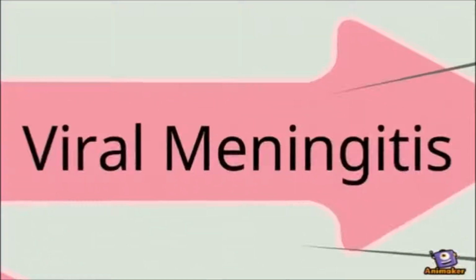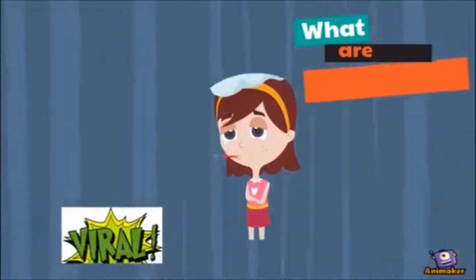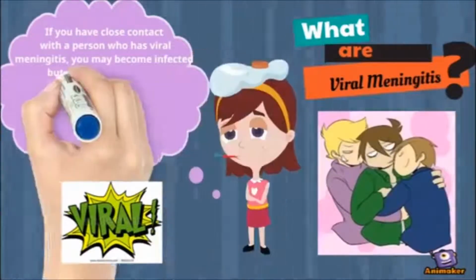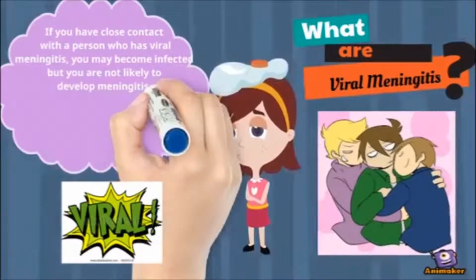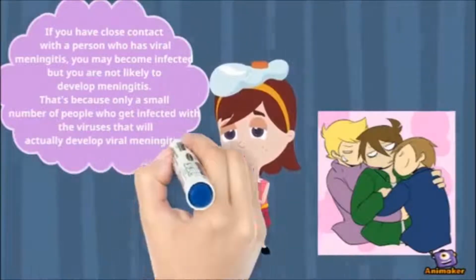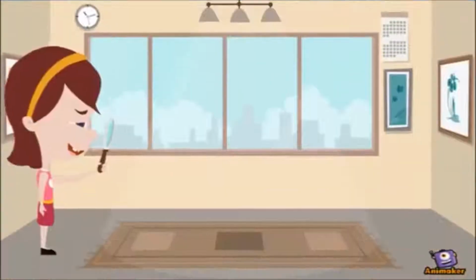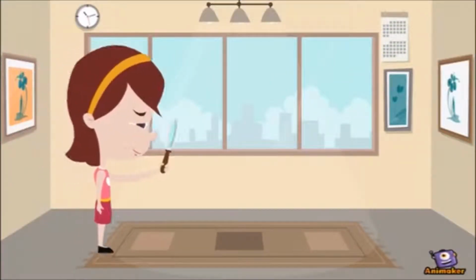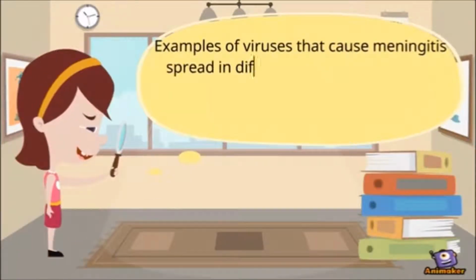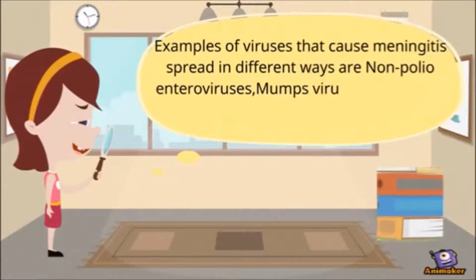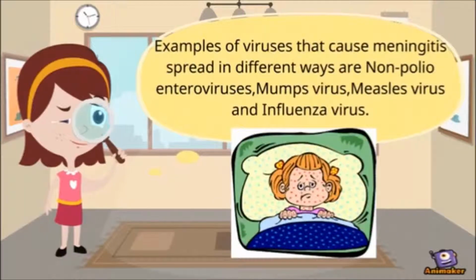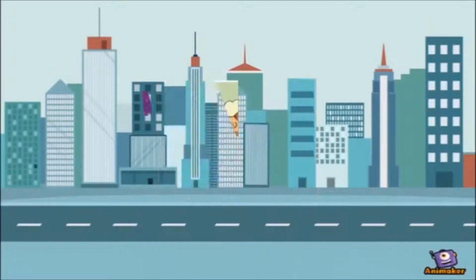Let's see what viral meningitis is. If you have close contact with a person who has viral meningitis, you may be infected with the virus, but you are not likely to develop meningitis. That's because only a small number of people who get infected with this virus will develop viral meningitis. Examples of viruses that cause meningitis and spread in different ways are non-polio enteroviruses, mumps virus, measles virus, and also influenza virus.